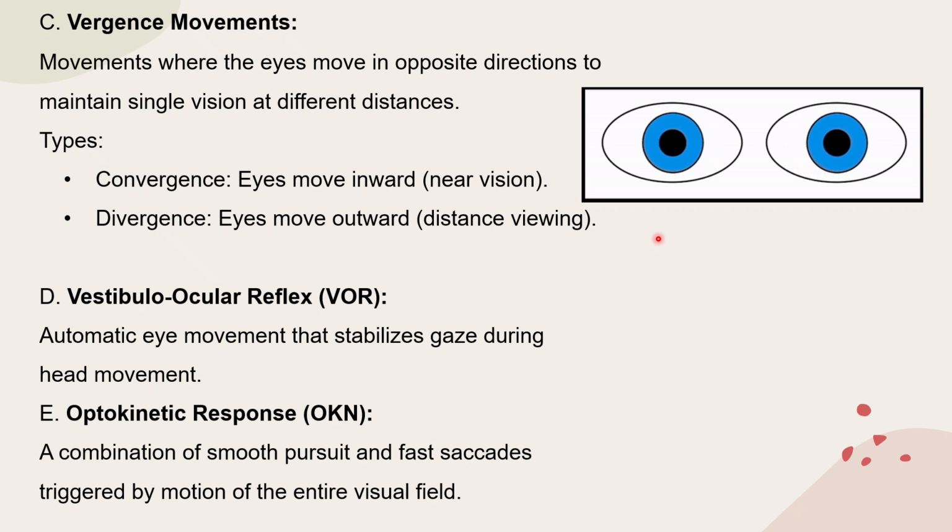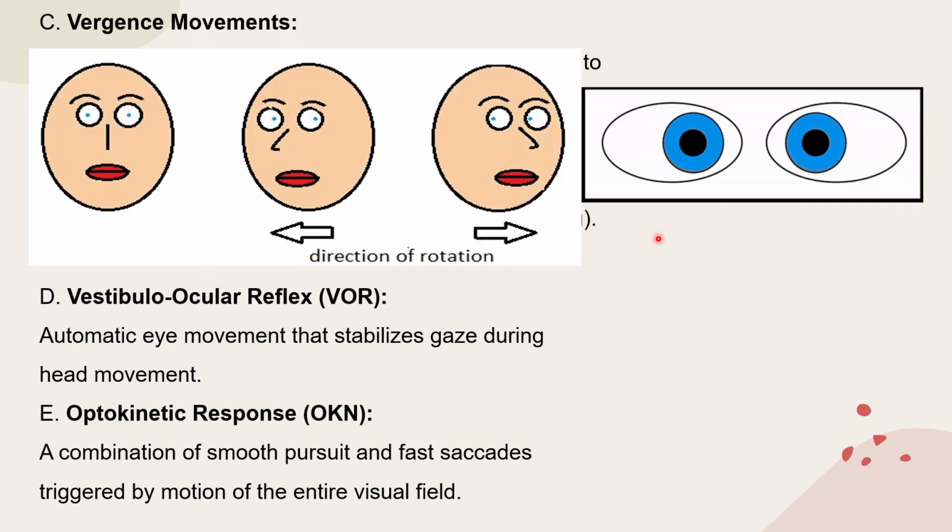Then we have vestibulo-ocular reflex. It is automatic eye movement that stabilizes gaze during head movement, like this. If head moves towards the right, then eye will move toward the left to maintain the gaze during head movement.